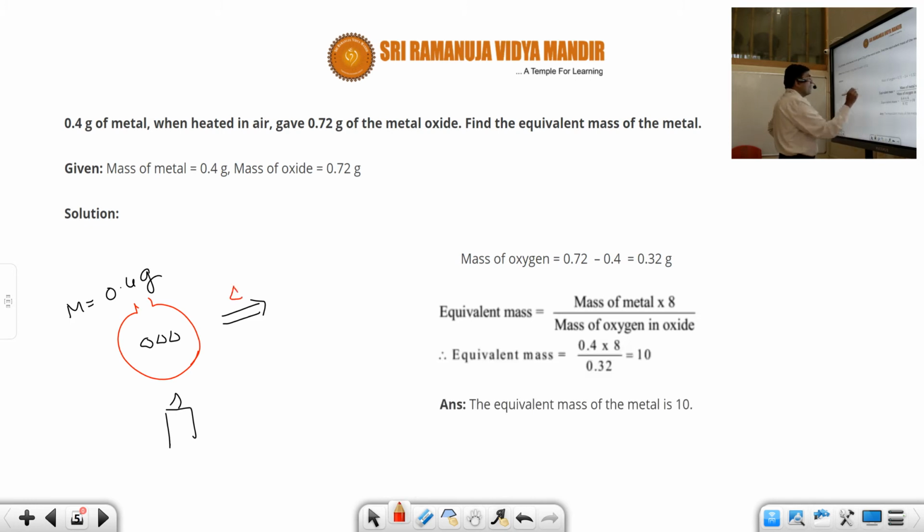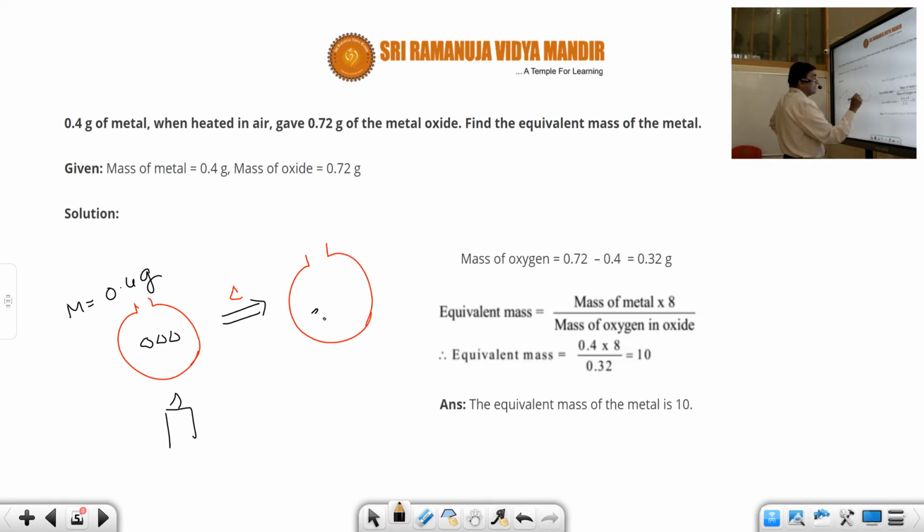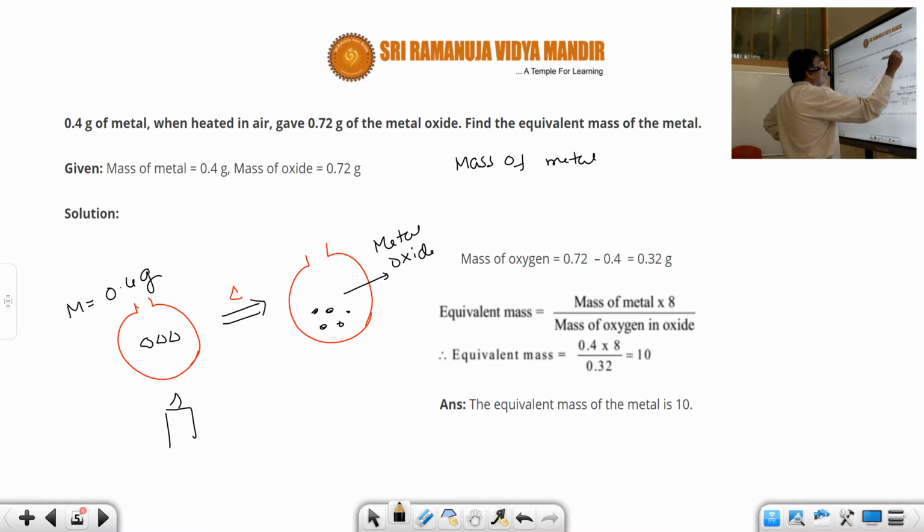Heat it, so a metal oxide is formed here. Let us take this as the metal oxide. Find the equivalent mass of the metal. You know very well, students, try to understand: the mass of the metal is given. How much? Mass of metal is equal to 0.4 grams.